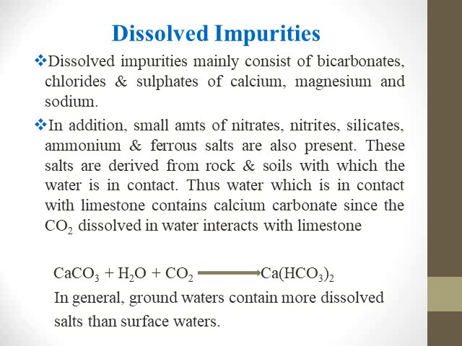In general, groundwater contains more dissolved salts than surface waters. Surface waters contain fewer dissolved salts, but groundwater contains more because it is in contact with the calcium and magnesium salts of bicarbonates, chlorides, as well as sulfates. These salts are present in the dissolved form, so these impurities are called dissolved impurities.